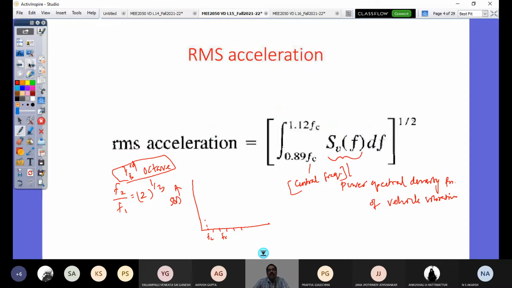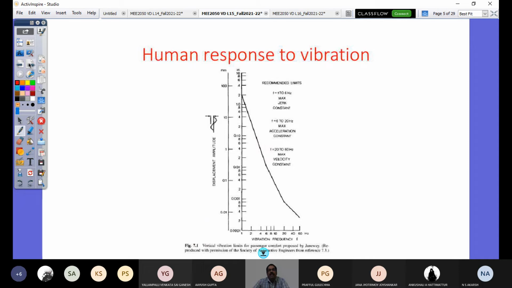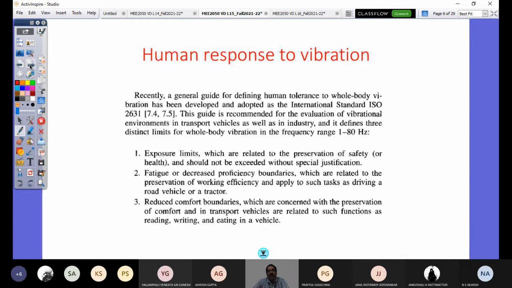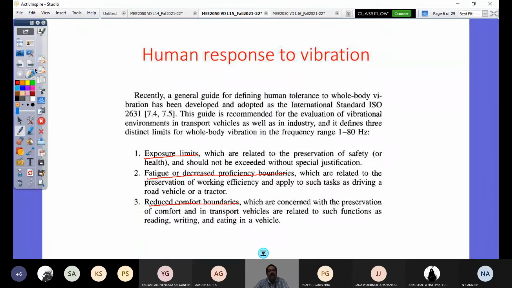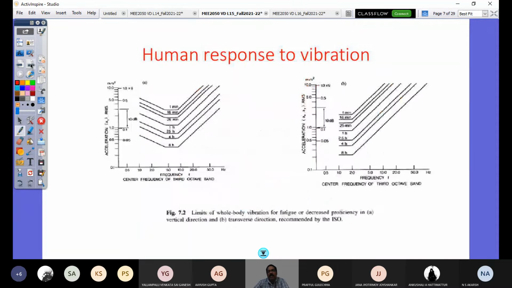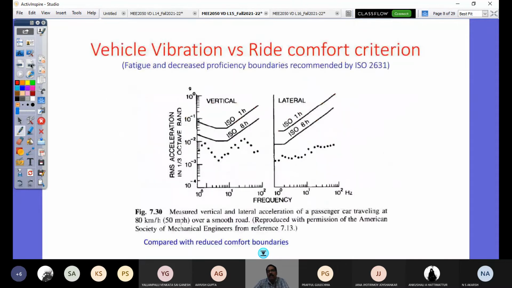Right, so look at this. Why do we do this again for the human response to vibration? Already we have seen the exposure limit, given by three standard boundaries: exposure limit, proficiency boundary, or reduced comfort boundary. So these all emphasize the RMS acceleration. That's why I have put this in again.